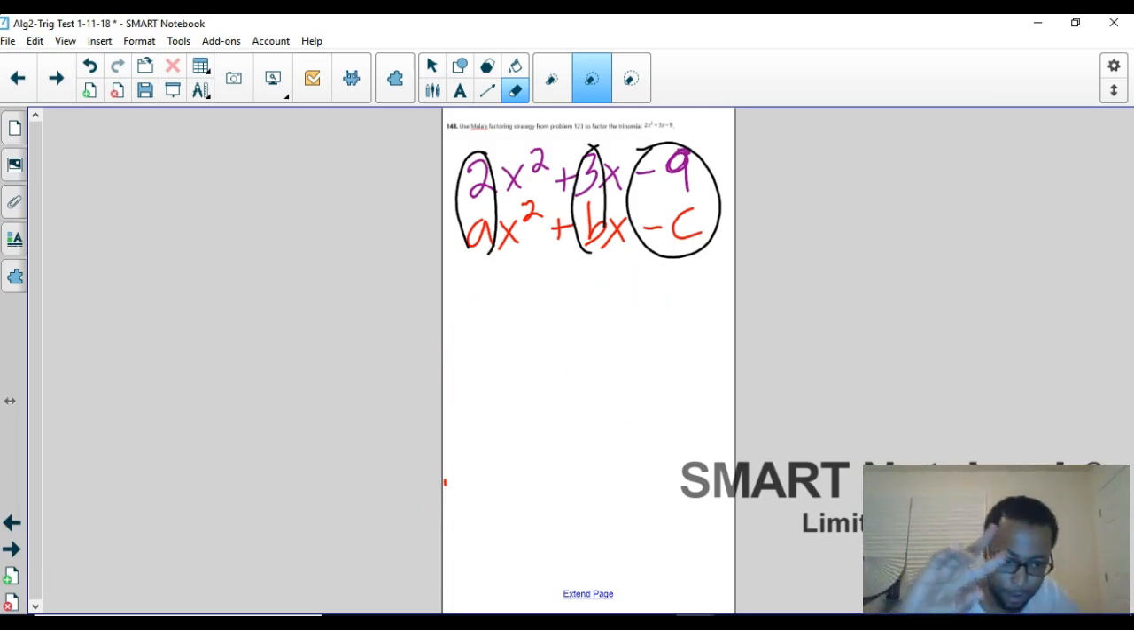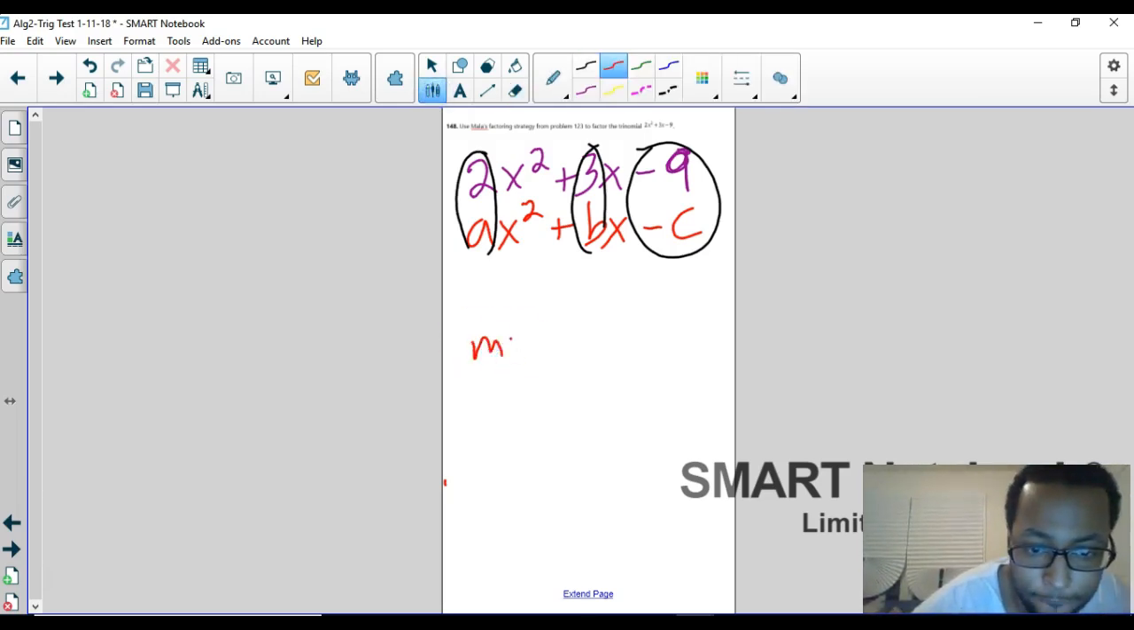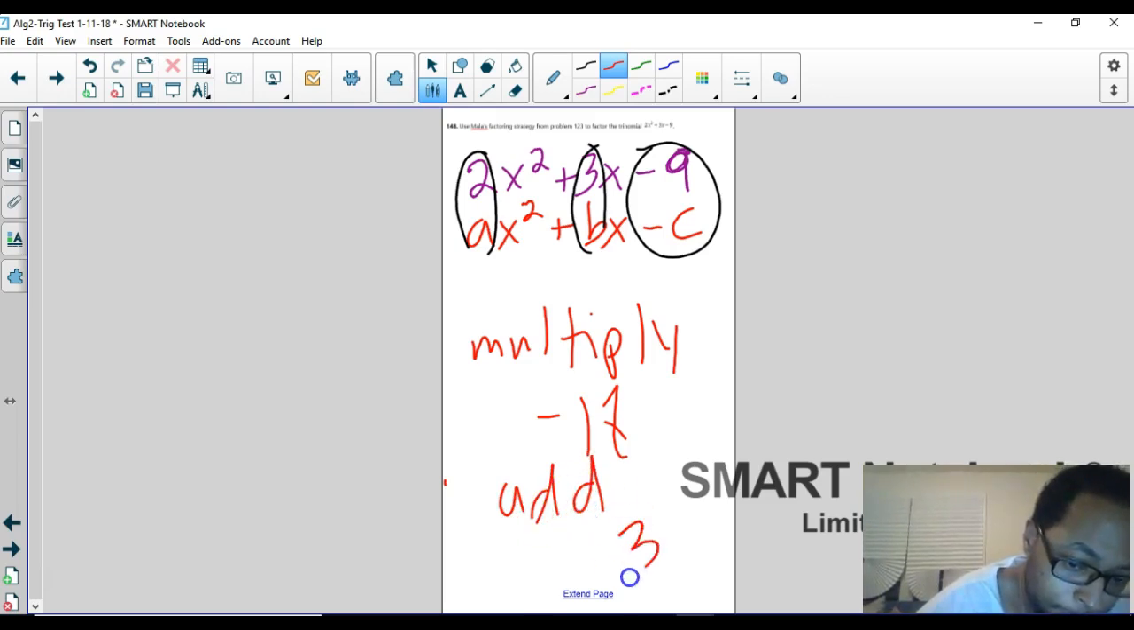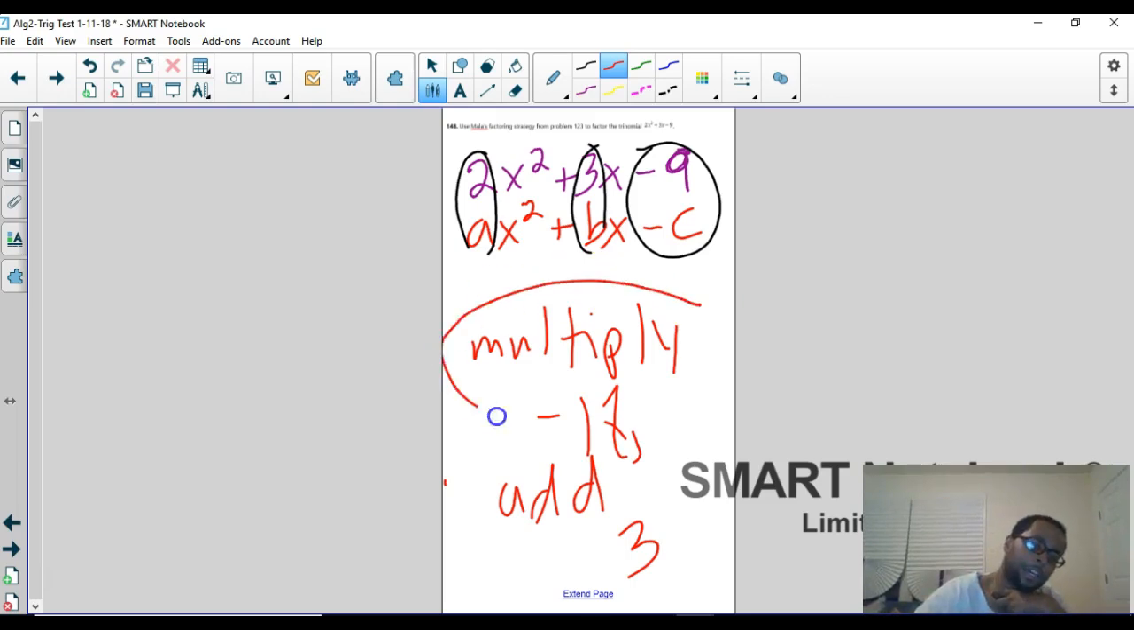I'm going to find two numbers that multiply to give me negative 18, but those same two numbers have to add to give me 3. So that's the plan. Multiply to give me negative 18, add to give me 3. This is where it gets tricky, because you say to yourself, man, what numbers? Should I look at the multiplication, look at the addition? Always look at the multiplication.